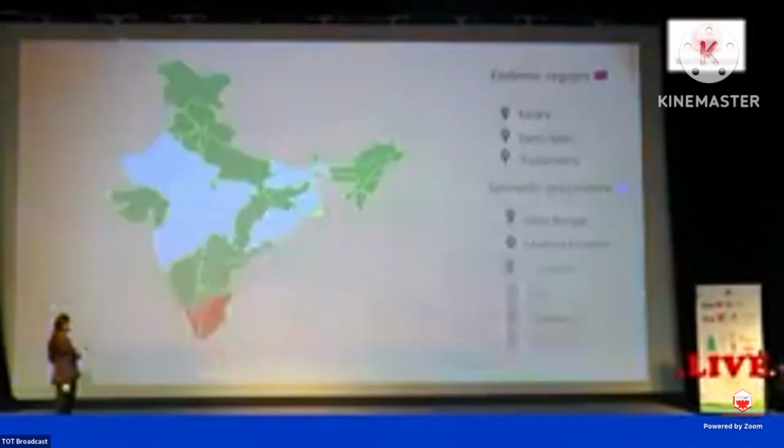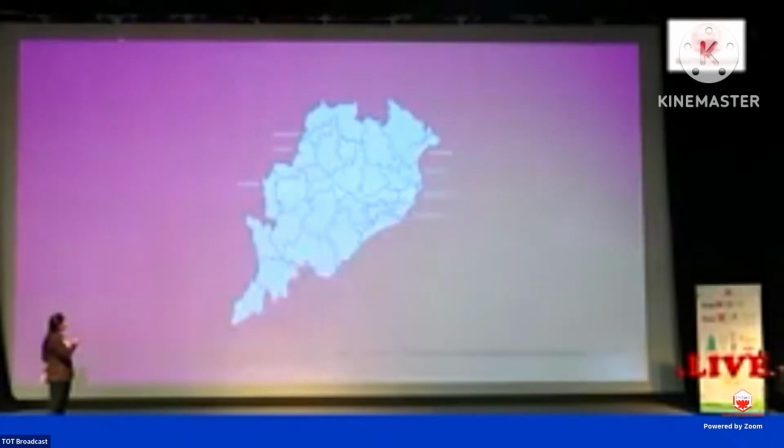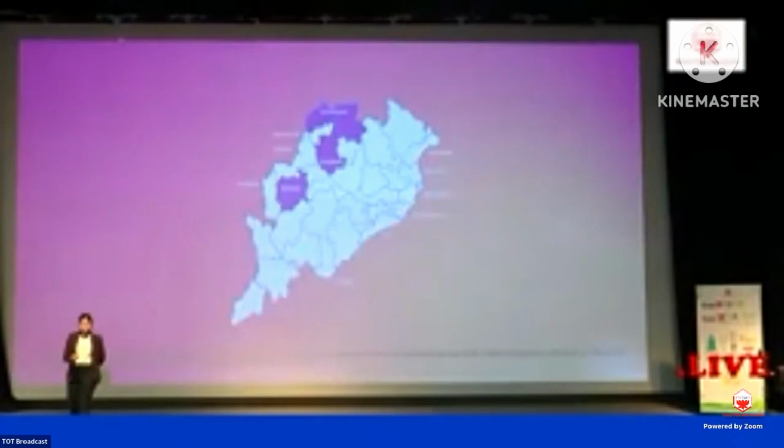Coming to India proper, the south states like Tamil Nadu, Puducherry, and Kerala are the main base, again because of hot temperatures. Other states are also involved, but rarely. Coming to Odisha, the western districts like Sundargarh, Sambalpur, and Balangir have higher prevalence compared to the rest of the state. This is again because of extreme climatic conditions.